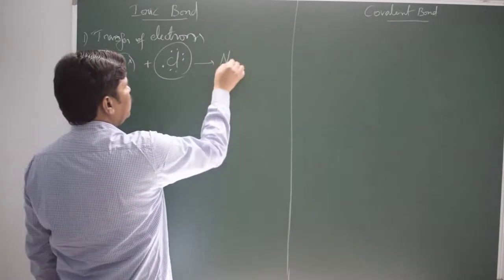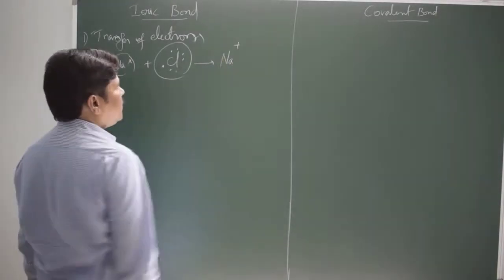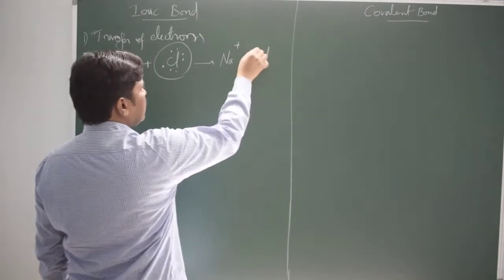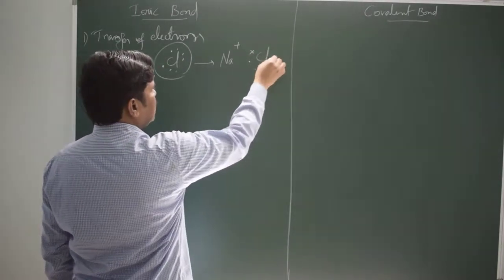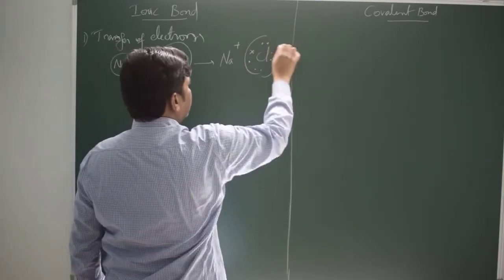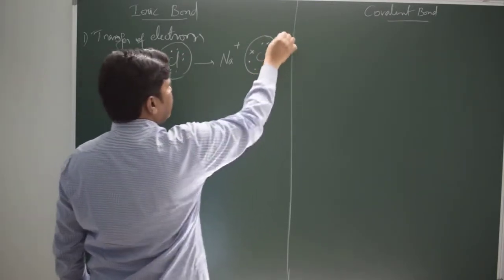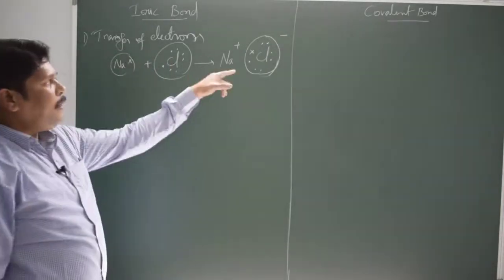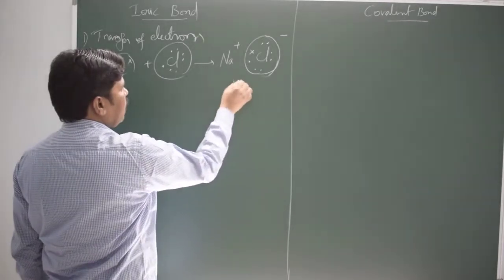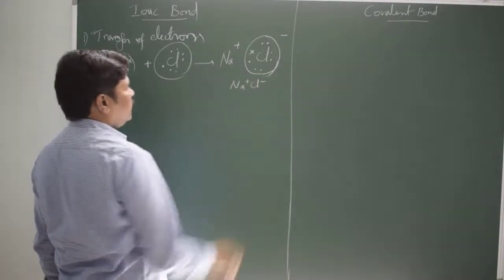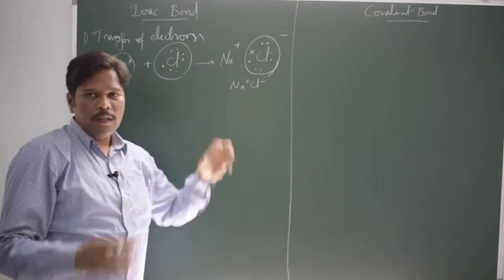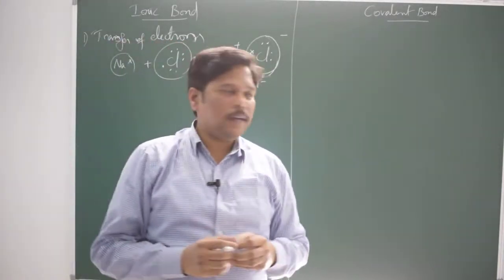So sodium can lose an electron and form Na+ ion. This lost electron will be gained by chlorine, and chlorine's valence is satisfied. Since it got an electron, it forms a negative ion, Cl- ion, Na+ and Cl-. Both will combine with a strong electrostatic force of attraction, NaCl. So this is how an ionic bond is formed between two positive and negative ions.